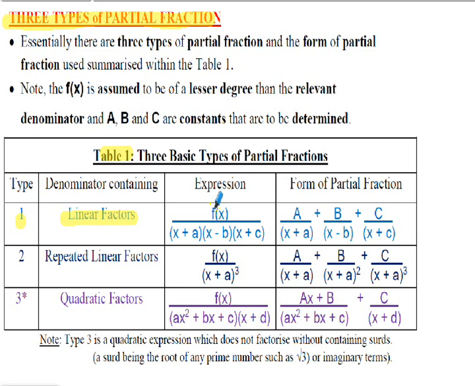They will have a typical illustration shown here generically as a function of x in the numerator divided by three linear factors, shown here as x plus a multiplied by x minus b multiplied by x plus c. So the generic form of the partial fraction in this case will be constant A over the x plus a factor, plus constant B over the x minus b factor, plus constant C over the x plus c factor. If we only had two linear factors in the denominator, we would only solve for constants A and B. A separate presentation will review the other types of partial fraction.